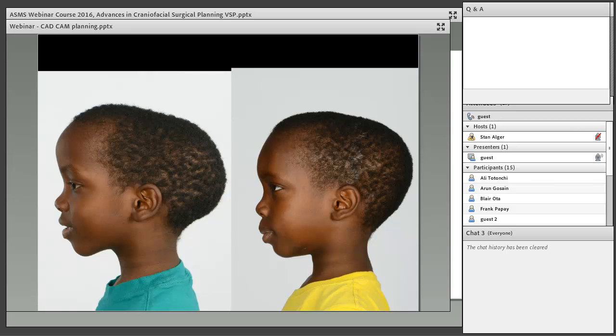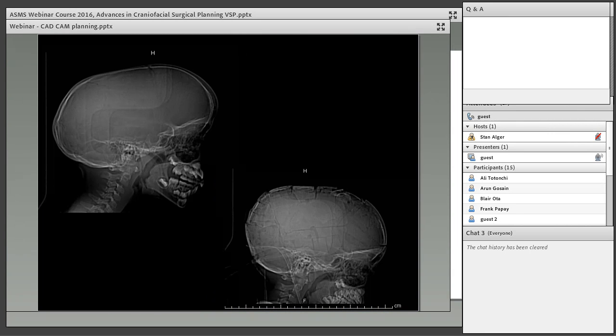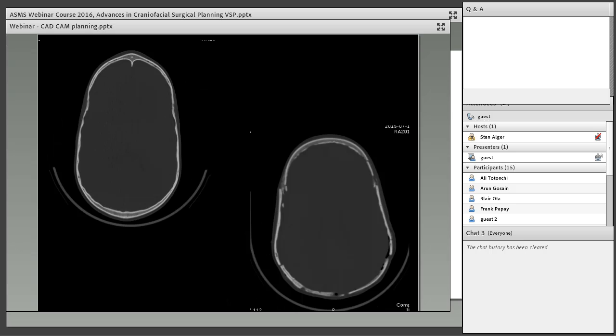These are other profile pictures, and his x-rays pre and post.